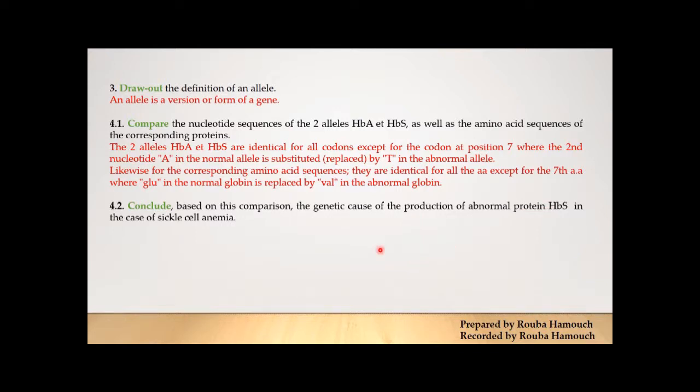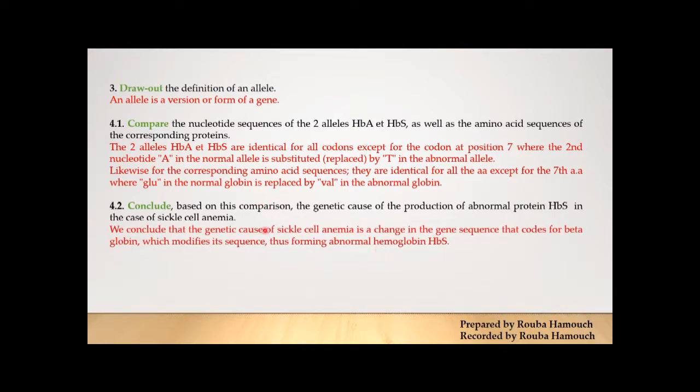sickle cell anemia? The answer is the genetic cause of sickle cell anemia is the change or a mutation in the gene sequence that codes for beta globin, which modifies its sequence, modifies the protein, forming the abnormal hemoglobin HbS. So we can say that a mutation in a gene may lead to a change in the amino acid sequence of the corresponding protein, and this abnormality in the genotype could affect the phenotype at its 3 levels.